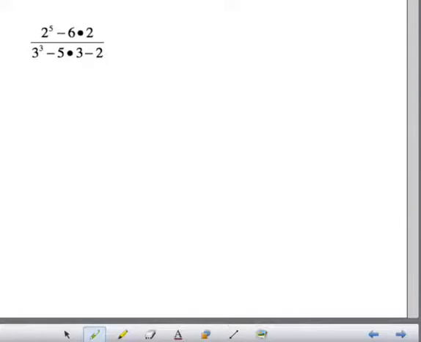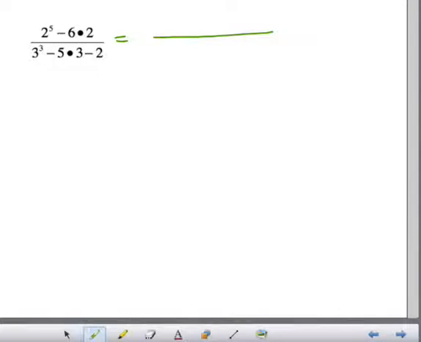I couldn't do that division. There's no way to do that division until I worked both of those out. So that's what I'm saying, that sometimes we have to treat that fraction bar like a parenthesis. So I'm going to just work on the top here.